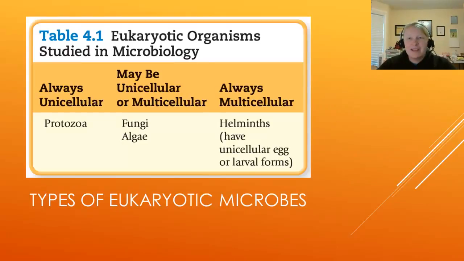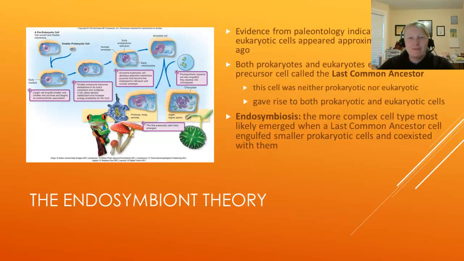So what are the three types of eukaryotic microbes? Well, we've been talking about them a lot, so hopefully at this point you can recite them with me. We have protozoa, we have fungi, and we have helminths. And we're going to talk about each of these in this chapter with their own topic lecture. But before we move on, let's talk about how these cells arose.